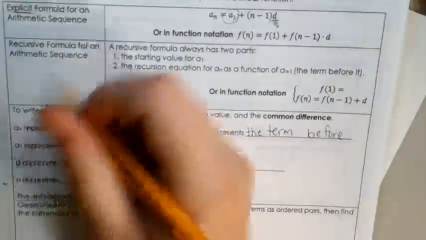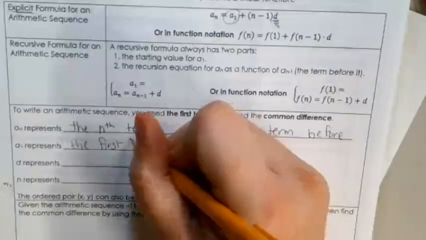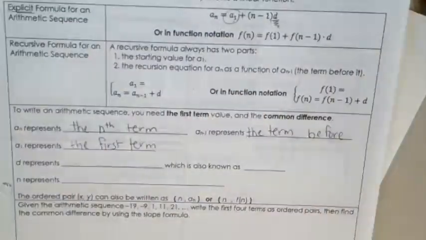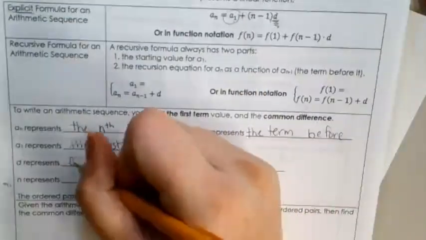Then a sub 1, that is the first term. So it's the first number in the sequence, the first term. D represents the common difference.